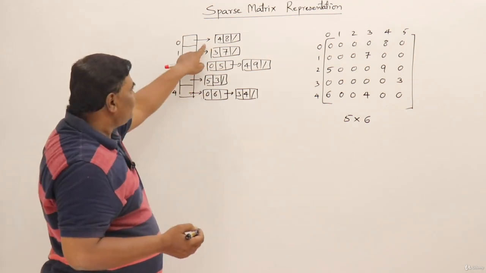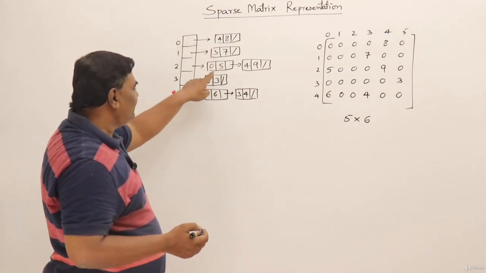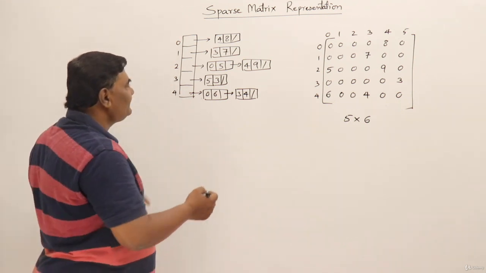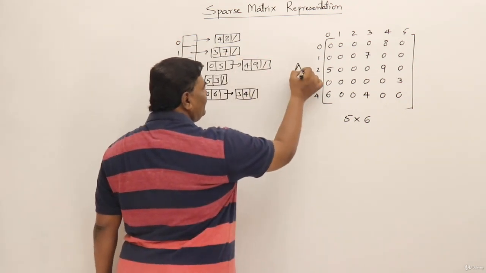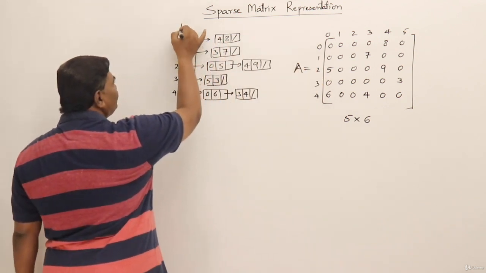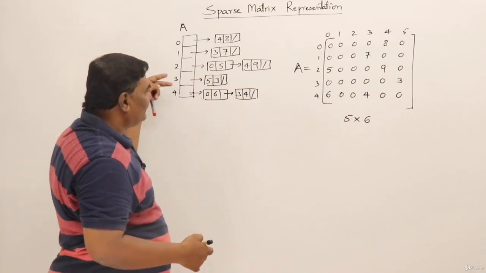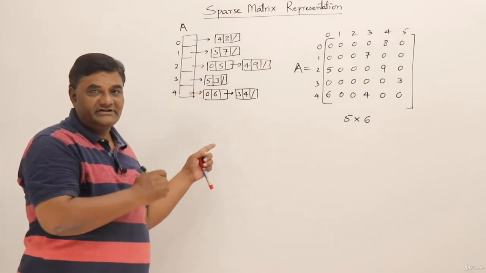So this is the structure. This is a linked list, this is another linked list, this is another linked list. So all these are linked lists. So it's an array of linked lists, and the name of this array, if suppose it is A, then this is also A. We can call it A is an array of linked lists. Now how we can form this structure?